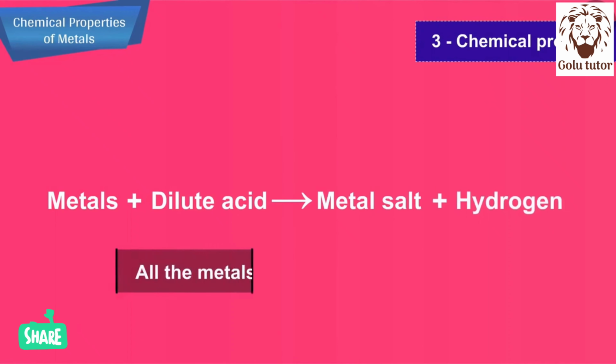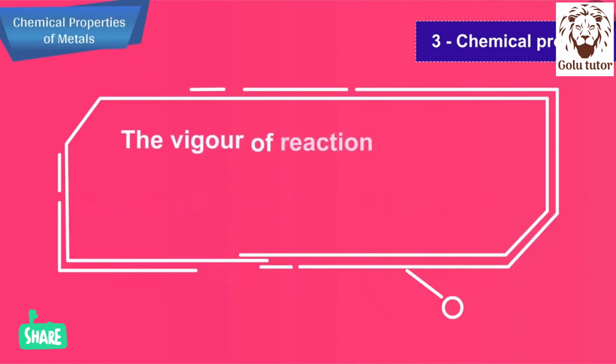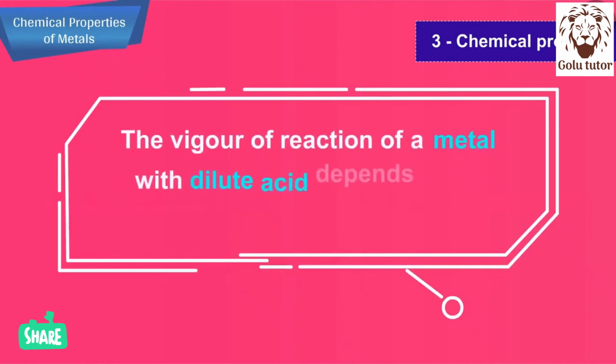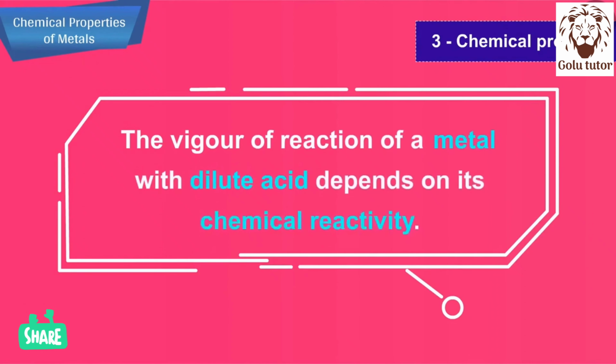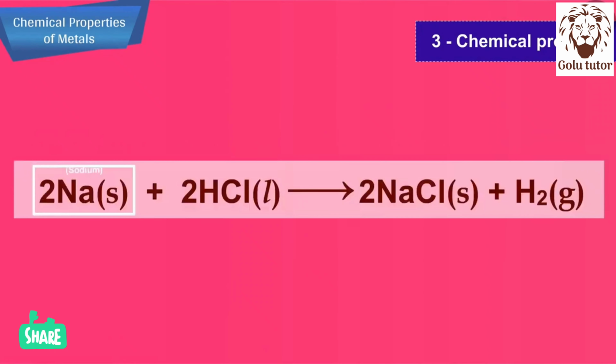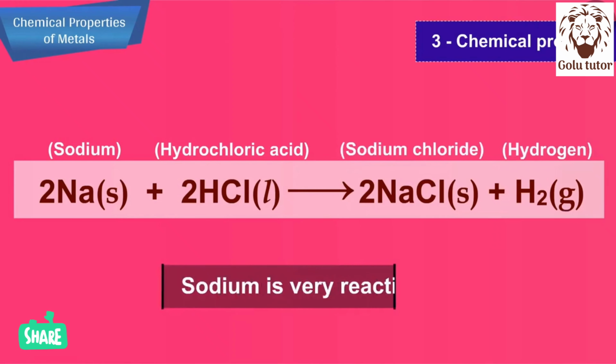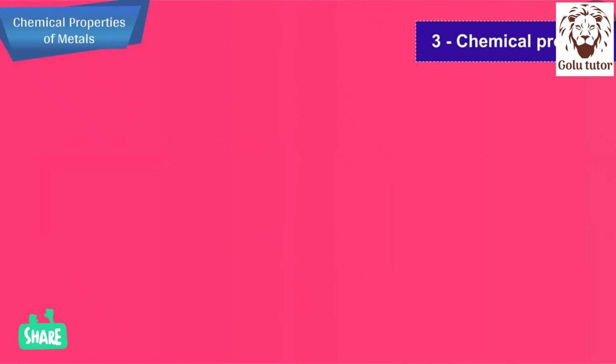All the metals do not react with dilute acids. The vigor of reaction of a metal with dilute acid depends on its chemical reactivity. Metals react with dilute hydrochloric acid to give metal chlorides and hydrogen gas. Sodium metal reacts violently with dilute hydrochloric acid to form sodium chloride and hydrogen. This reaction shows that sodium is very reactive.